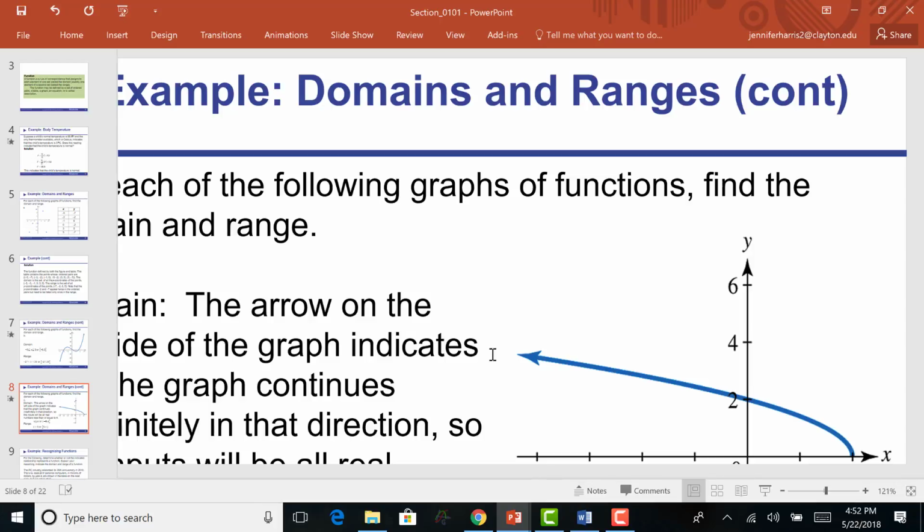All right, so how do I write this in inequality notation? I want all the numbers bigger than or equal to 0. So we're talking range, so I want everything greater than or equal to 0.